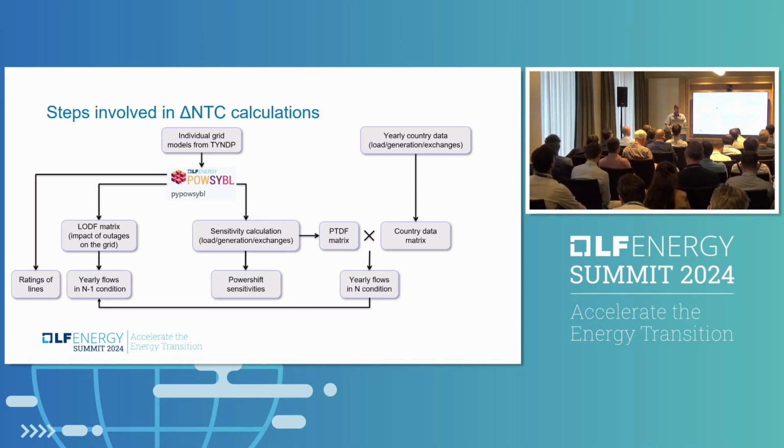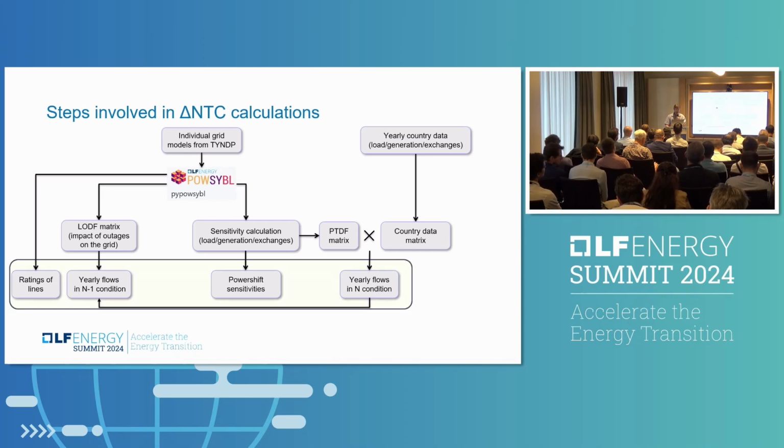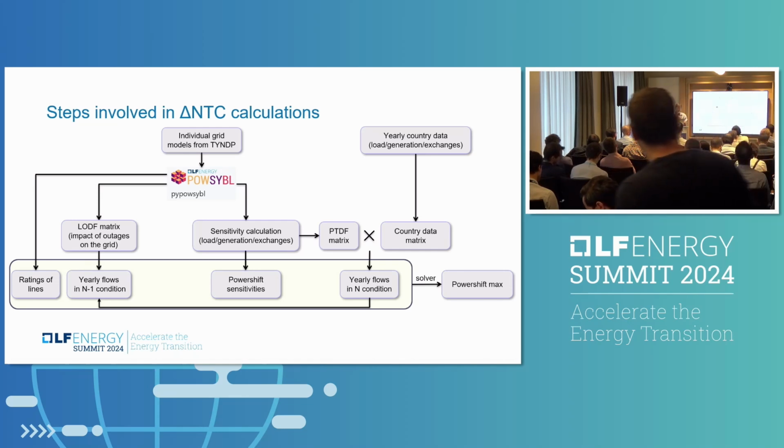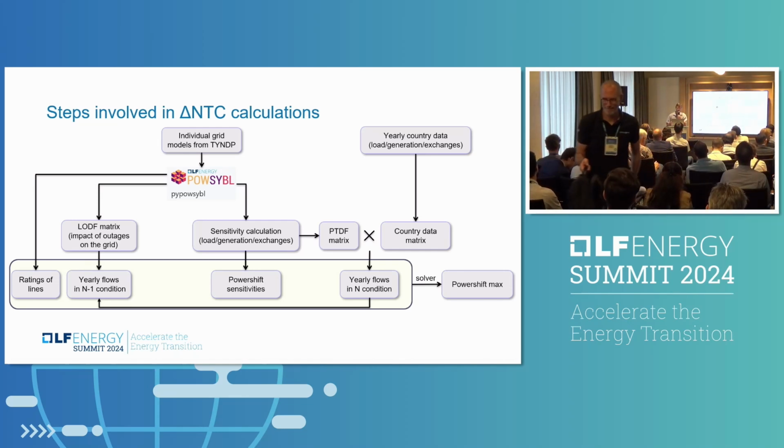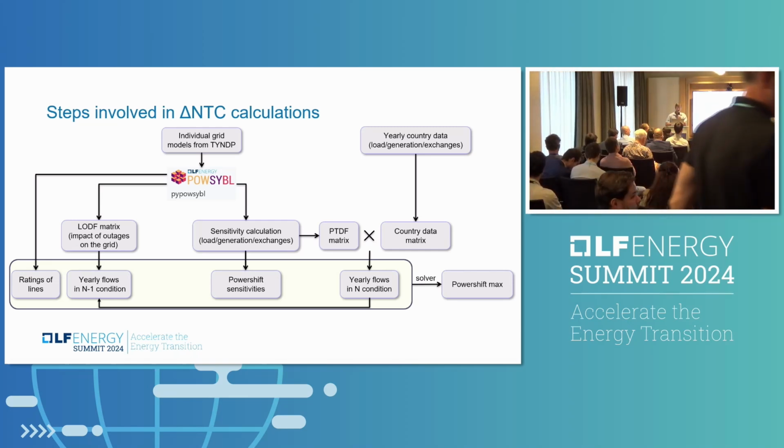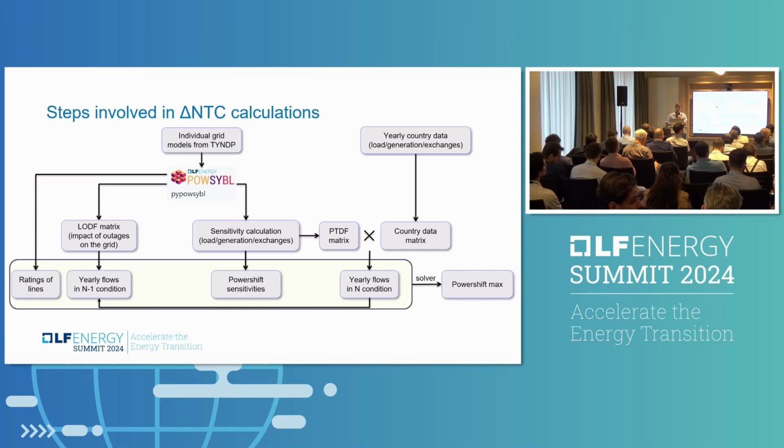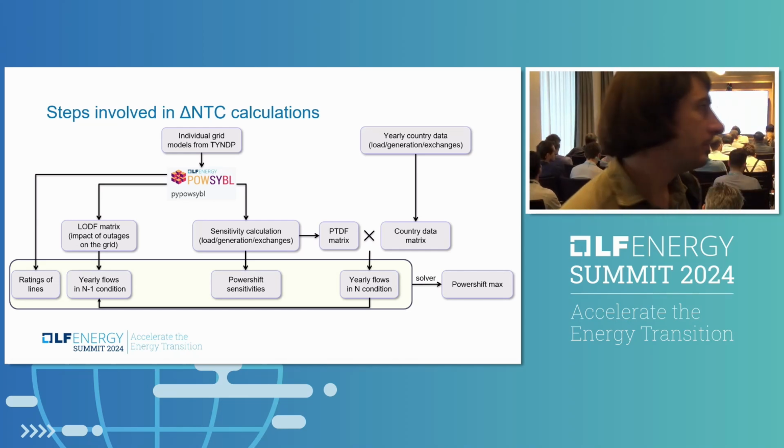Once we have this power shift sensitivity, we can also extract ratings of lines that are already included in the model, and PyPowSyBl can just extract this data from the grid. So with all this input data, we will be able to calculate, using an open source solver from Google, the maximal power shift that the network can provide until we reach a thermal limit.